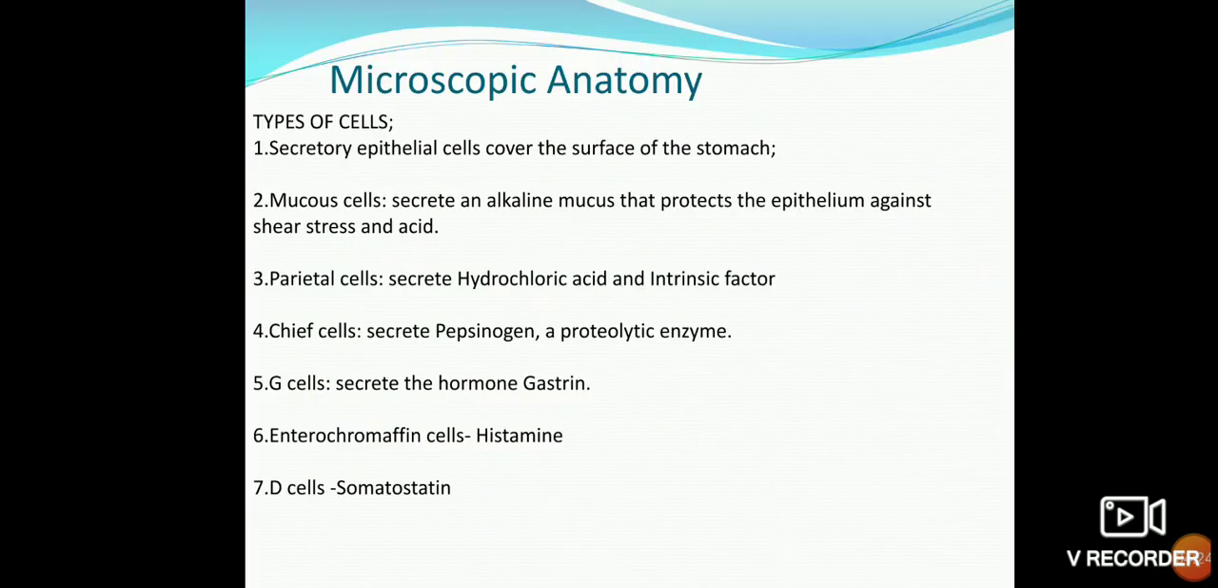Microscopic anatomy. The epithelium has many types of cells. The secretory epithelial cells cover the surface of the stomach. Mucous cells secrete an alkaline mucus that protects the epithelium against shear stress and acids. Parietal cells secrete hydrochloric acid and intrinsic factor of Castle. Chief cells secrete pepsinogens, proteolytic enzymes. G cells secrete the hormone gastrin, which is present in the antrum. Enterochromaffin cells secrete histamine, which is related to gastric acid secretion. D cells secrete somatostatin.